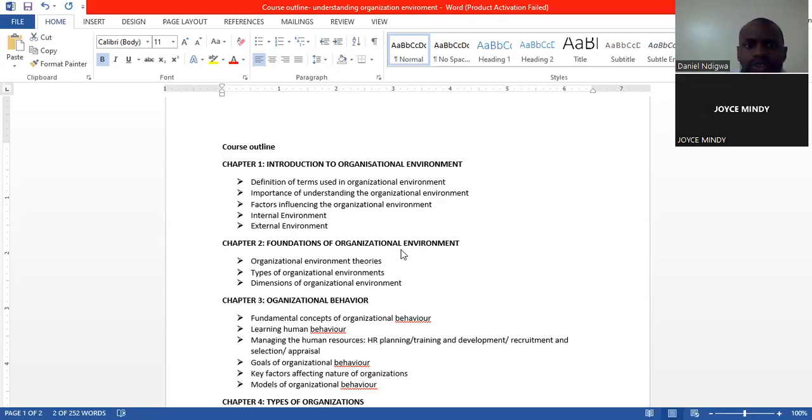So the unit is called Understanding the Organizational Environment. When we look at organizations today, they operate in an environment that helps them to ensure that they are competitive when it comes to business operations. So for businesses to survive, they must be able to understand what is happening in the environment around them. And that is why when you look at companies that are doing good, they have been able to tap on the issue of the environment.